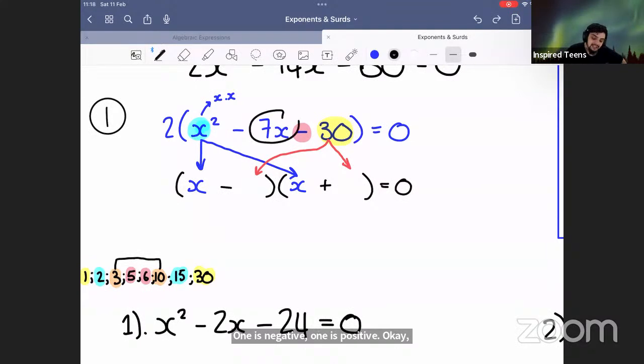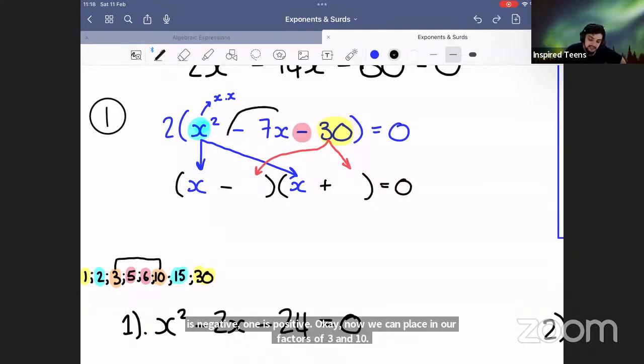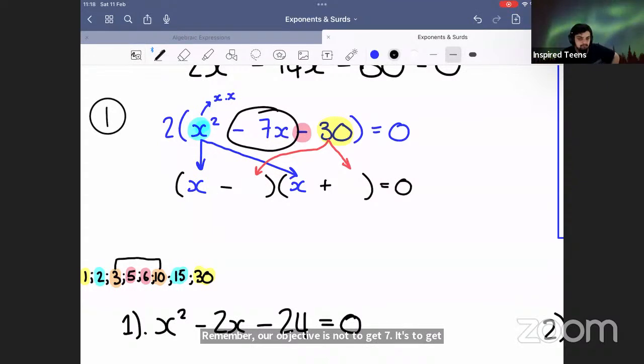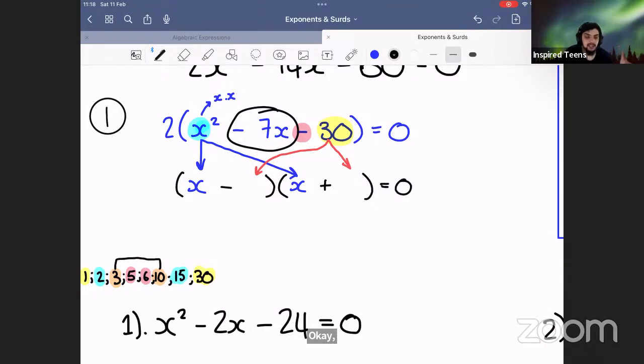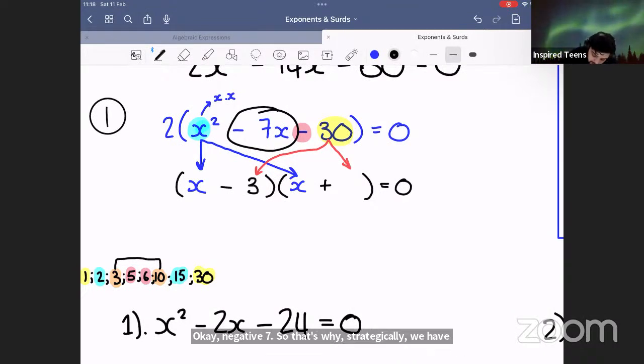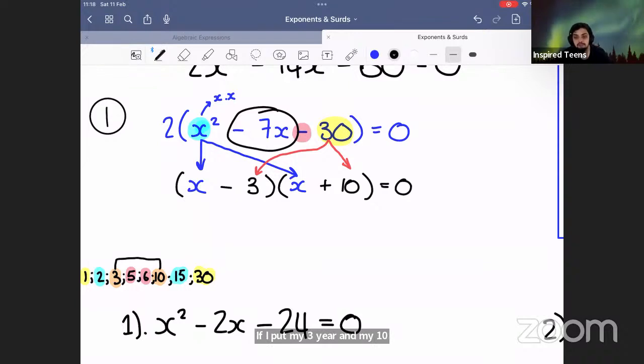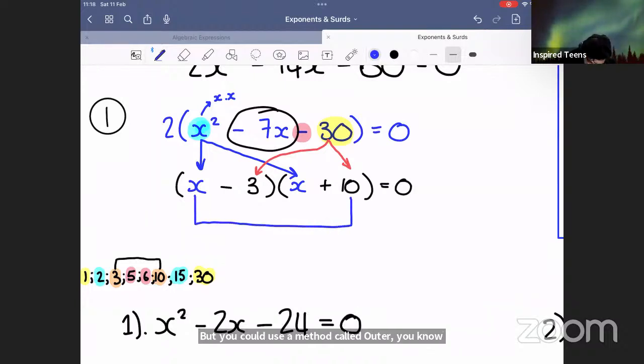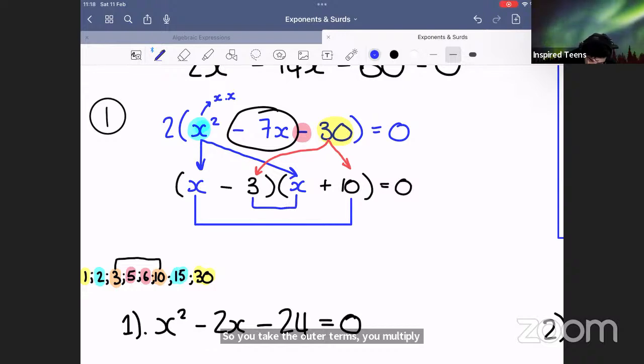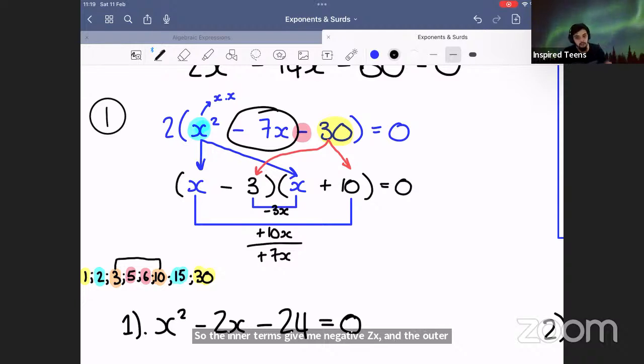Remember, our objective is not to get 7, it's to get negative 7. So that's why strategically we have to place our 10 and our 3. If I put my 3 here and my 10 here, I'm not sure which methods you use to check it, but you could use a method called outer inner. You take the outer terms, multiply them, and add them to the inner terms. The inner terms give me negative 3x, and the outer terms give me positive 10x. When I add these two together, I get positive 7x. That's not what I want.